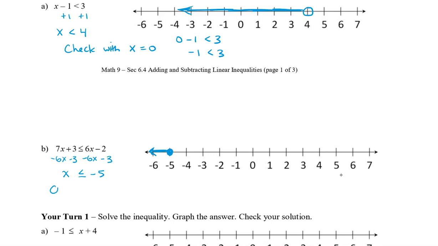And to do a check, we can check with x equals negative 6. And when I plug this in, I get 7 times negative 6 plus 3 less than or equal to 6 times negative 6 minus 2. So here I have negative 42 plus 3, and that's going to be negative 39, less than or equal to 6 times negative 6, which is negative 36, minus 2, which is negative 38. And negative 39 is a smaller number than negative 38, so we have colored it in the correct side here.